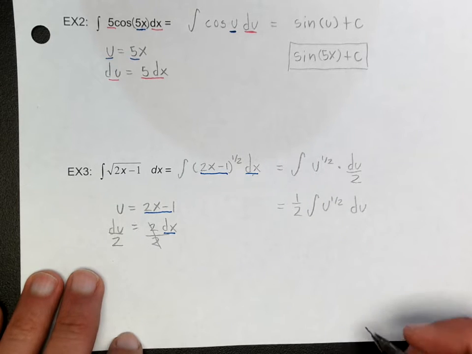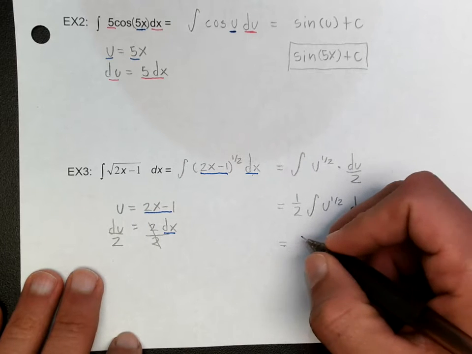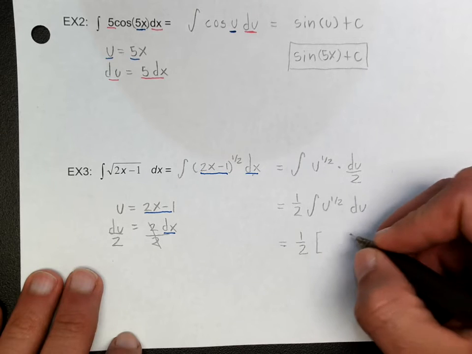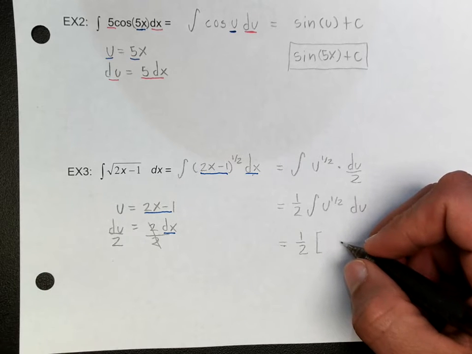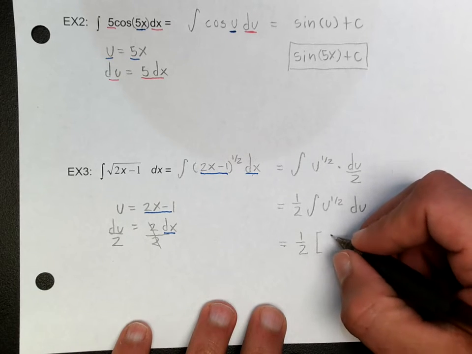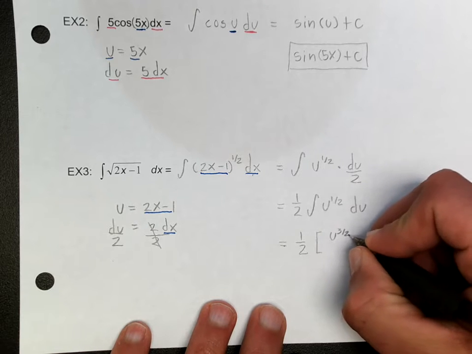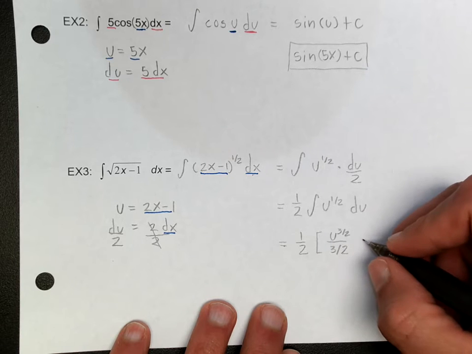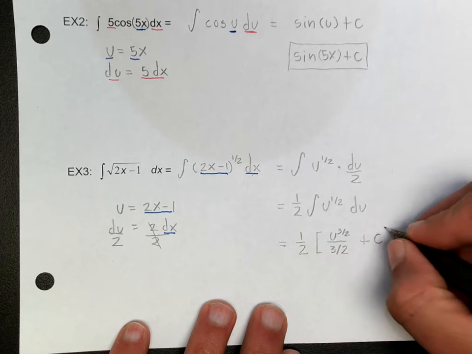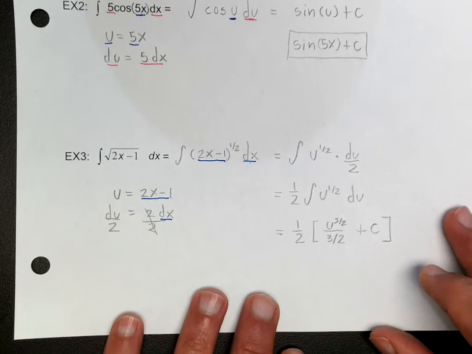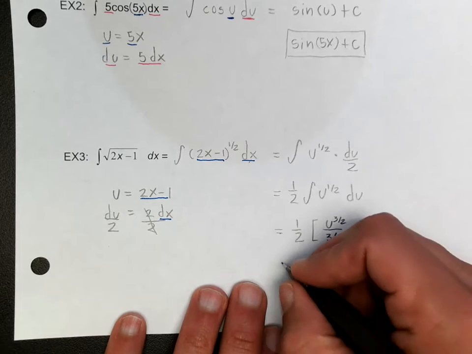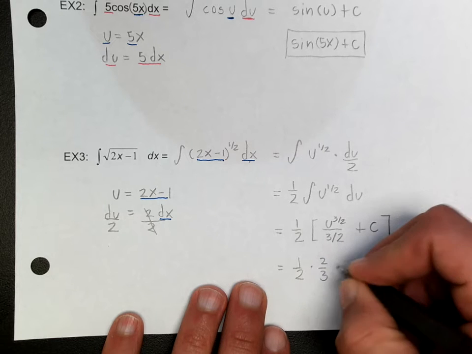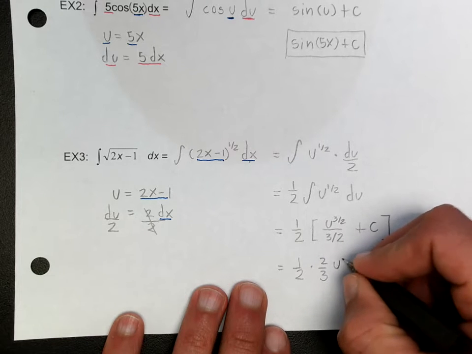Now I'm going to integrate. So this is going to be, well, the 1/2 stays there, and this is going to be u to the 3/2 over 3/2 plus c. Okay, so this is going to be 1/2 times 2/3 u to the 3/2.